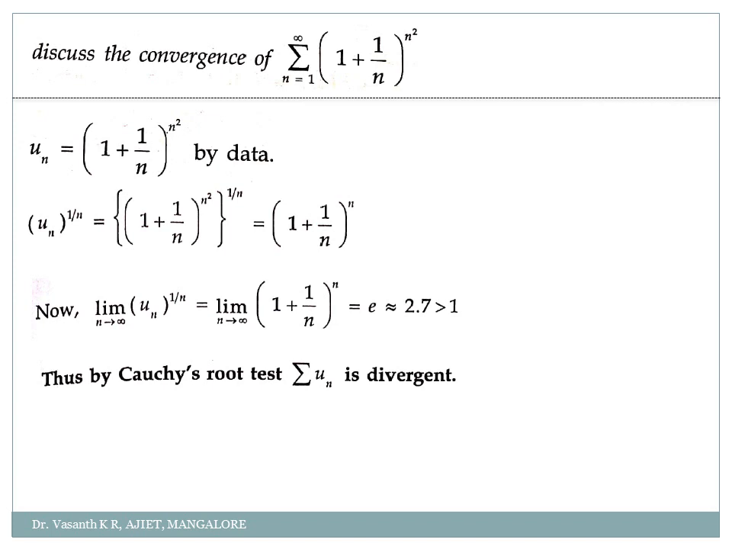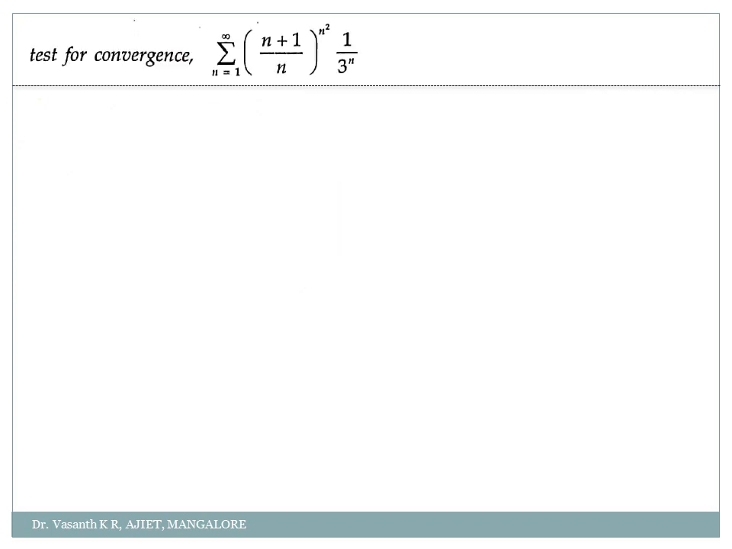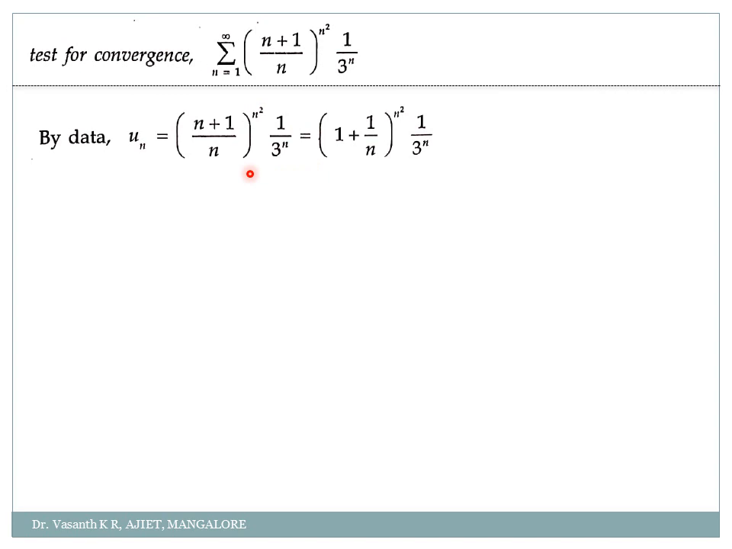Okay. Next problem. Same. Test for the convergence: n plus 1 by n, whole to the power n square, into 1 by 3 to the power n. Now which test would be better? If you have something to the power, it is always better to go for Cauchy's root test. The D'Alembert's test is something different; once we come to that, I'll explain, don't worry. Now by the data, what is un? N plus 1 divided by n whole to the power n square into 1 by 3 power n.